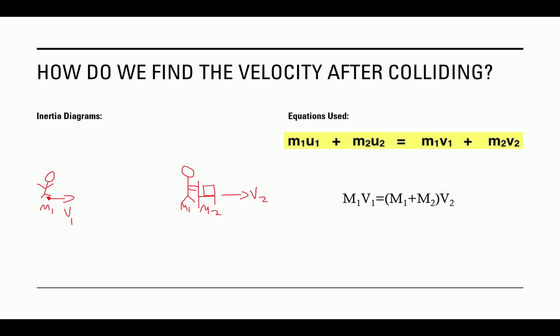Since m2, the chair and the amp, are not moving before the collision, the second term on the left side can cancel out and be 0. And since this is an inelastic collision, both m1 and m2 are moving together as one collective mass. So then we can combine them together and multiply them by v2.